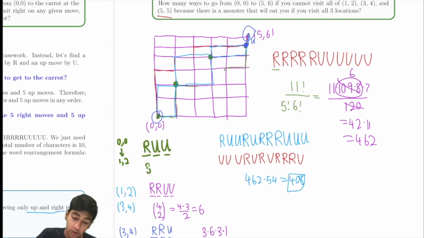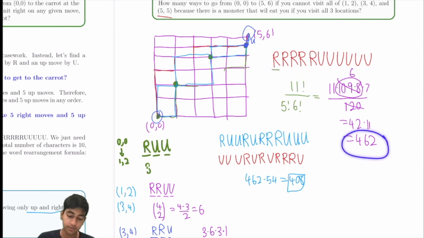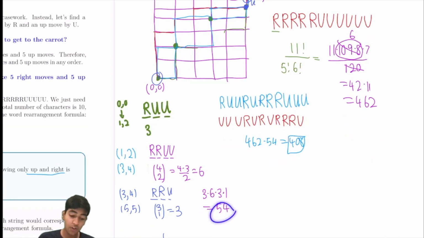Let's recap. First we found the total number of ways using the path counting trick. That was 462. Then we found the number of ways that did not work, which was 54, by looking at each of the intermediate grids. And we subtracted that off to get our answer, 408.